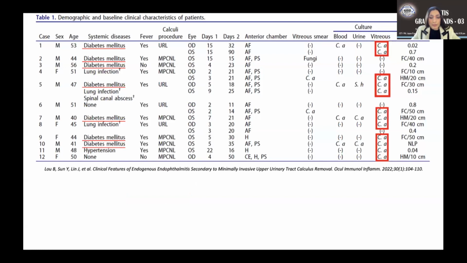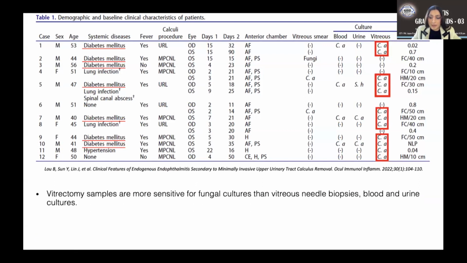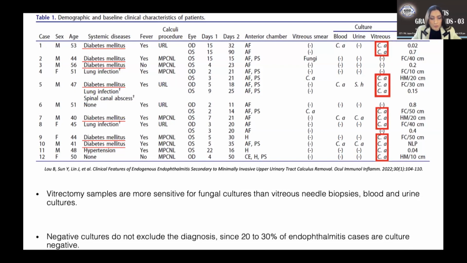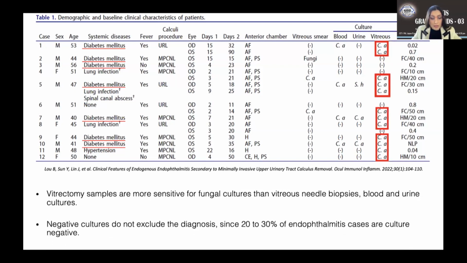This table demonstrates the results from the study we have shown before from China. It's impressive that only 4 out of 12 patients had positive blood cultures and only 3 had positive urine cultures. It shows that vitrectomy samples are more sensitive, since 10 out of 12 patients isolated Candida in vitreous cultures. Moreover, we noticed that there is a high frequency of diabetes mellitus in those patients.